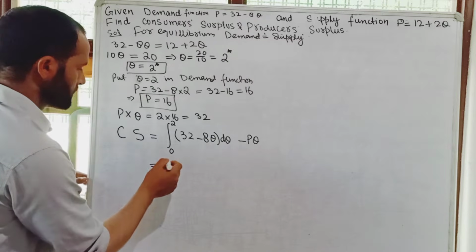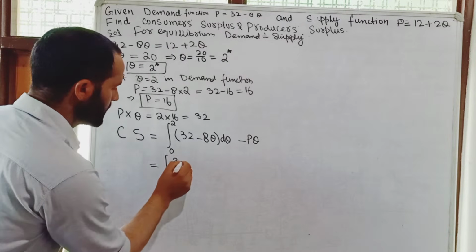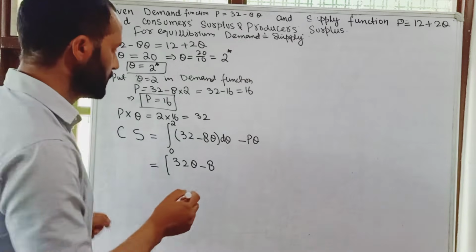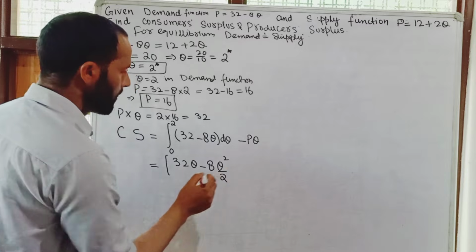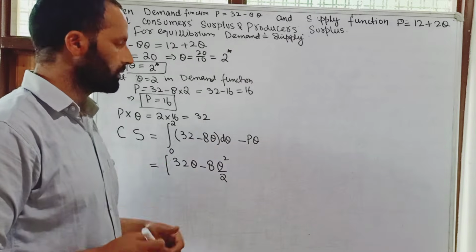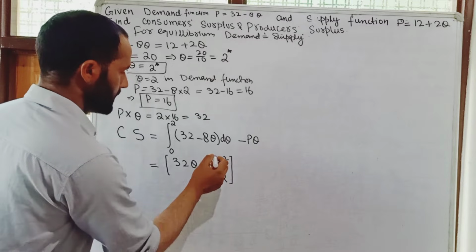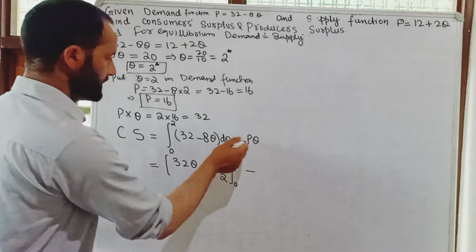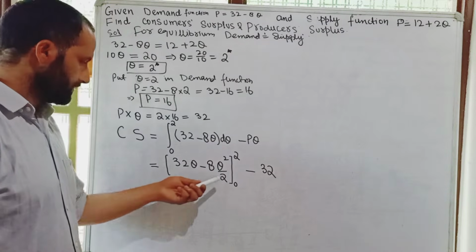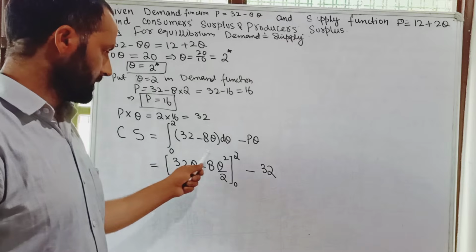Now integrating this, the integral of 32 with respect to Q is 32Q, minus 8 times the integral of Q, which is Q square divided by 2. Because the exponent of Q is added with 1, so 1 plus 1 is 2, and we divide by the resulting exponent, that is 2 here. Integrating this from 0 to 2 minus P into Q, that is 32. Now I will evaluate these terms first at the upper limit, and then I will subtract the value at the lower limit.